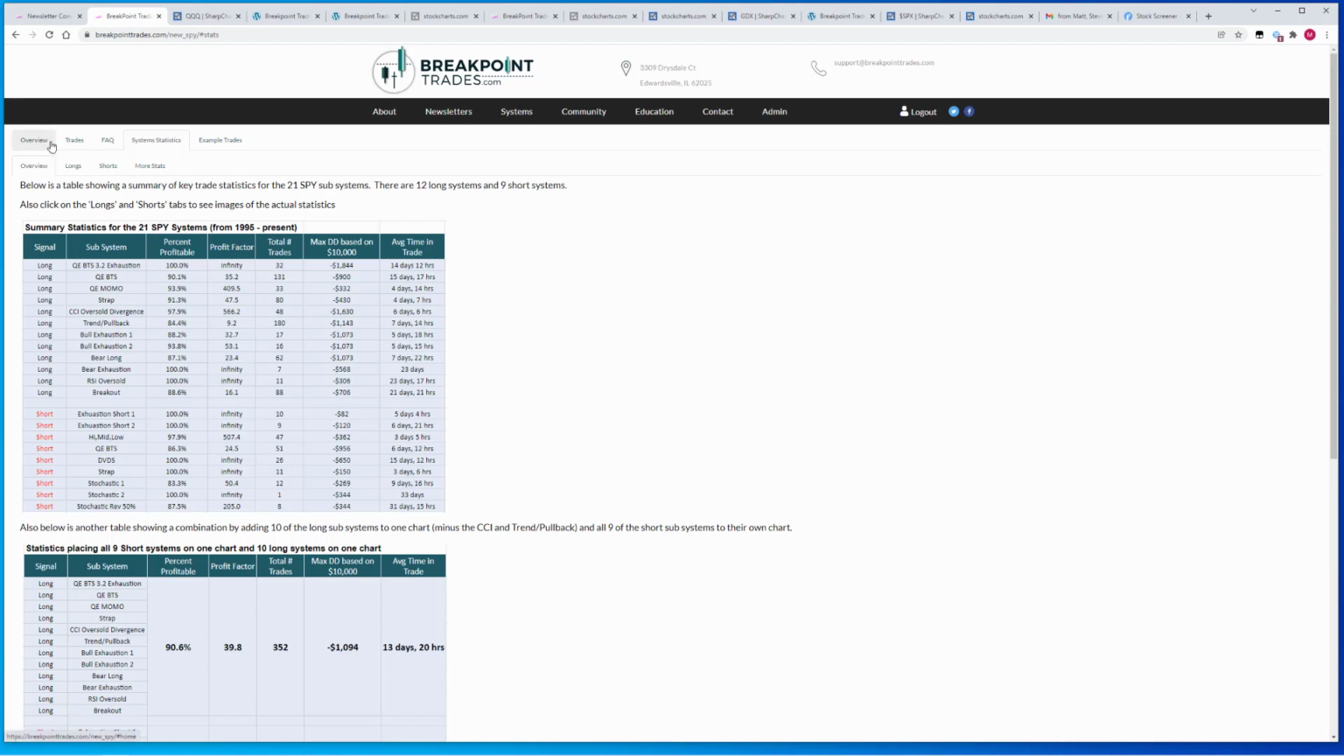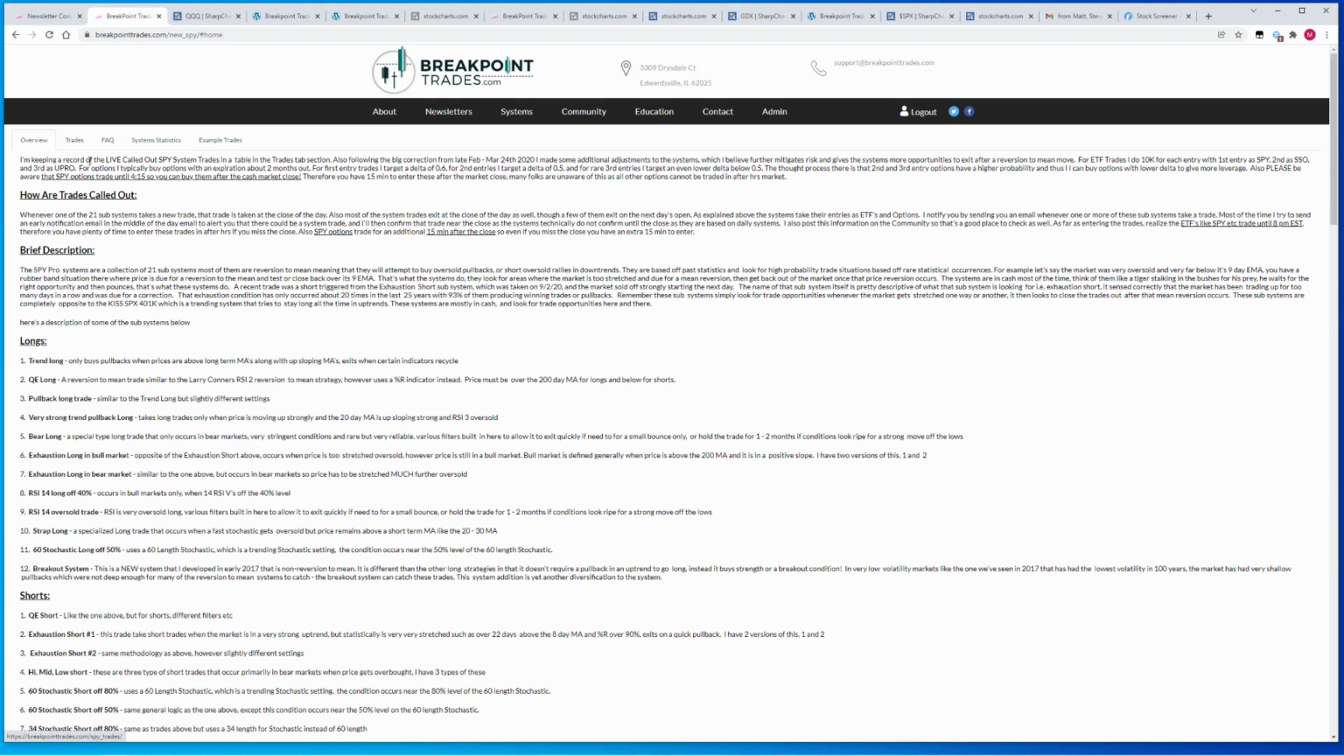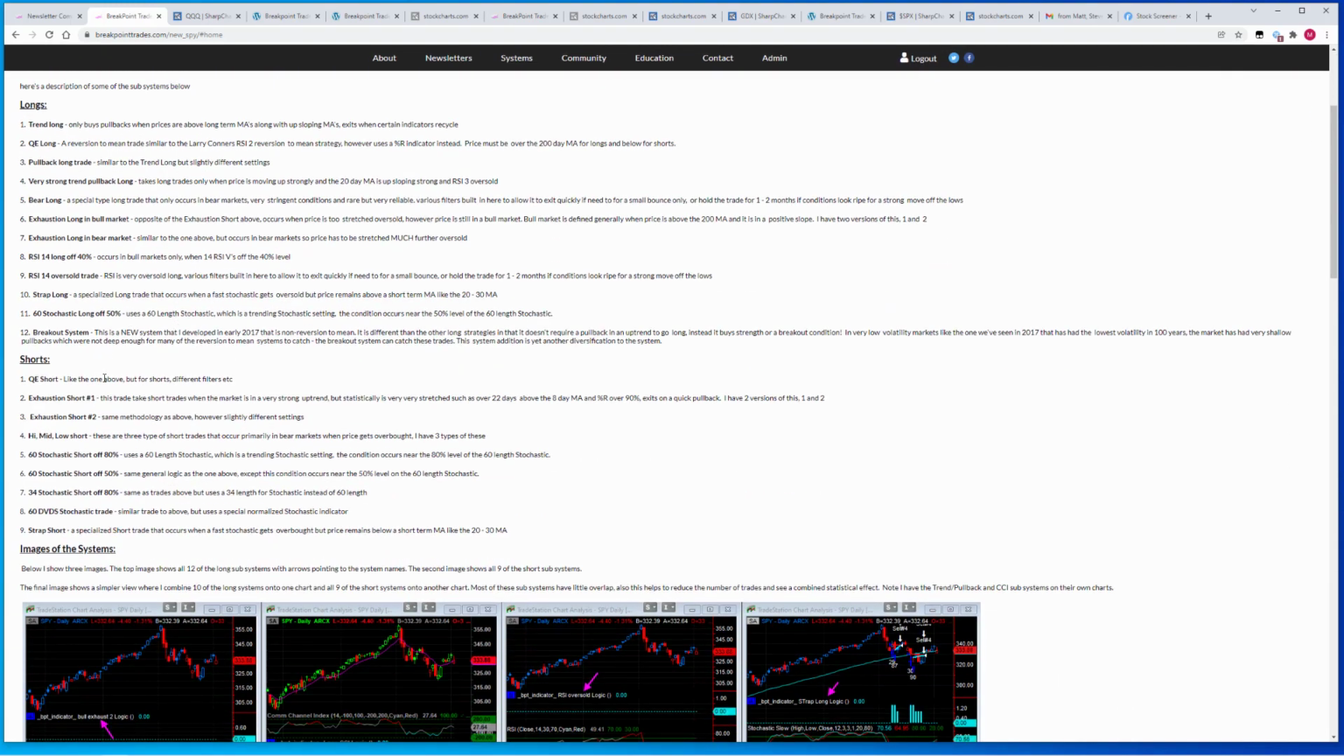All right. But basically, the SPY systems are a collection of 21 systems. They are reversion to mean type systems, except for the breakout system, which is just like it sounds. It's buying breakout conditions. It's not a reversion to mean. All the other systems are reversion to mean. So we have a collection of 20 systems.